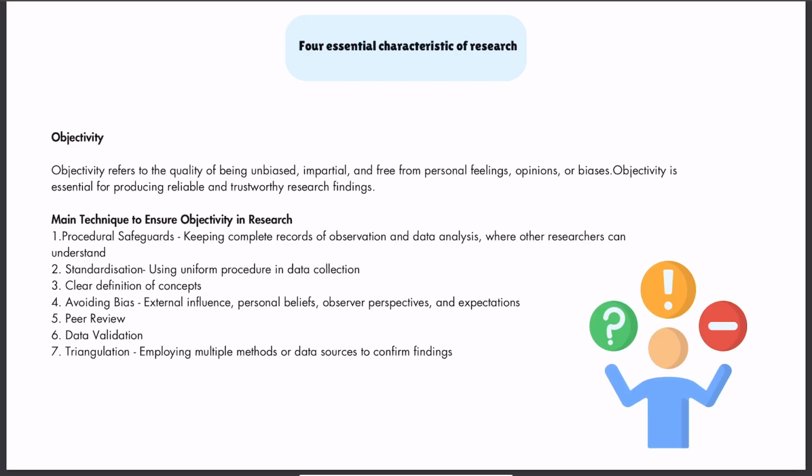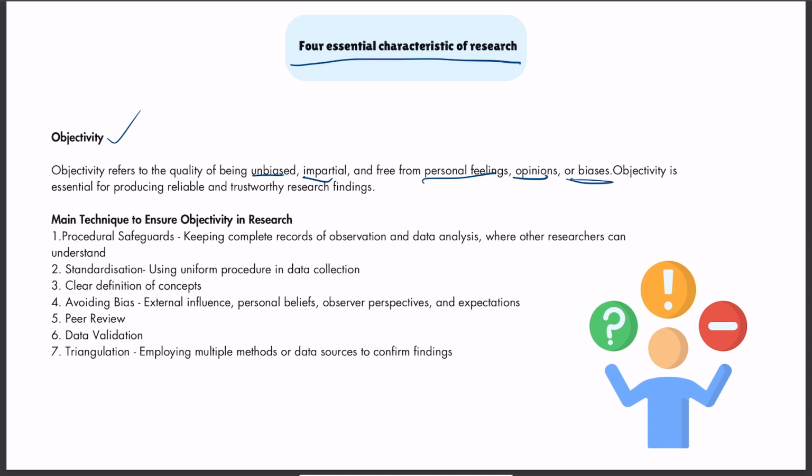Alright, now let's come to the last topic under research concept, which is four essential characteristics of research. And the first one is objectivity. It refers to the quality of being unbiased, impartial, and free from personal feeling, opinion, or biases.